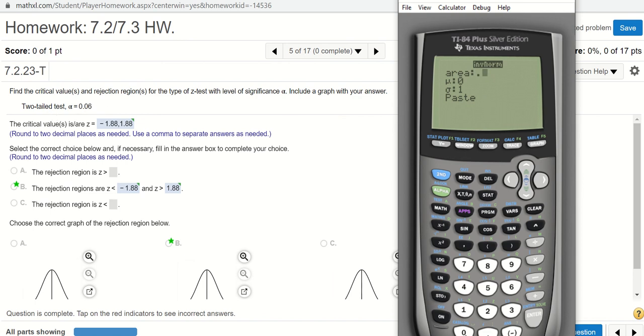So this would be 0.06 divided by 2, 0, 1. We go ahead and hit enter, and to 2 decimal places, this would round to negative 1.88.